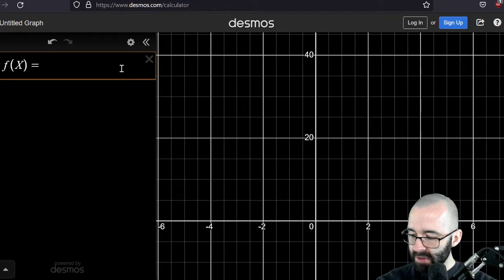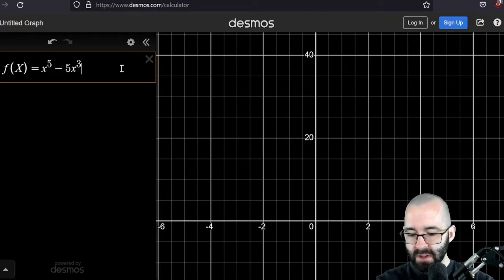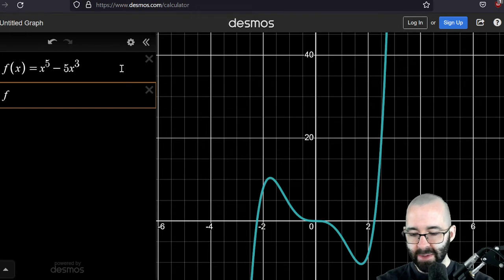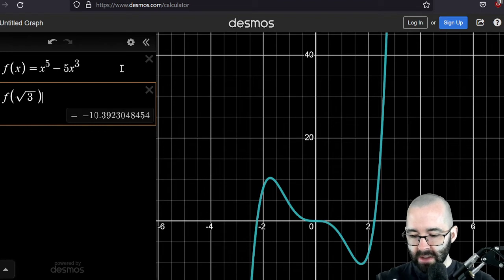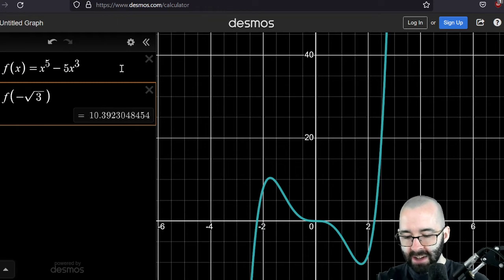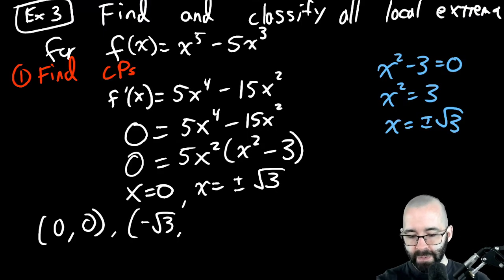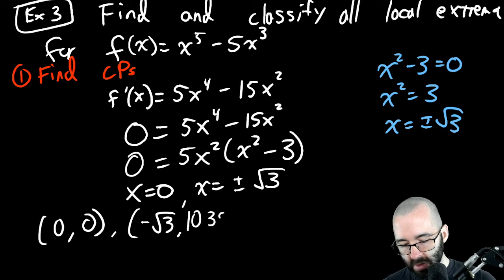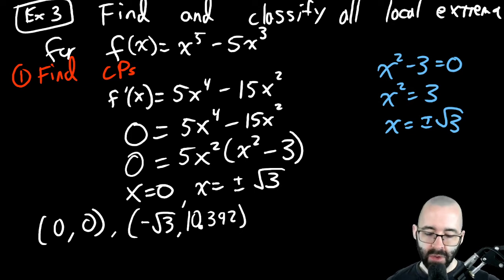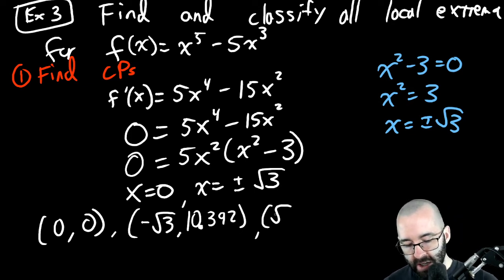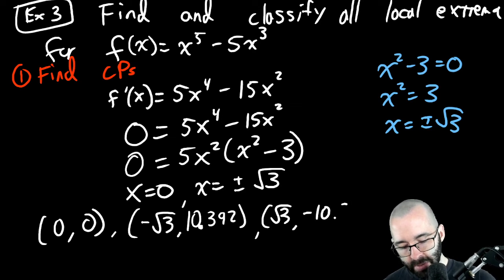f of x equals x to the 5th minus 5x cubed. Whoa, that's a capital X right there. I don't know if it likes capital X's. It did not like capital X's. f evaluated at the square root of 3. And again, this is an odd function, so if I add a negative here, it should just flip the sign of my answer, and it does. About 10.392. You could find an exact answer if you needed, which would be a good idea, but it'd be a little messy. And positive root 3, negative 10.392.